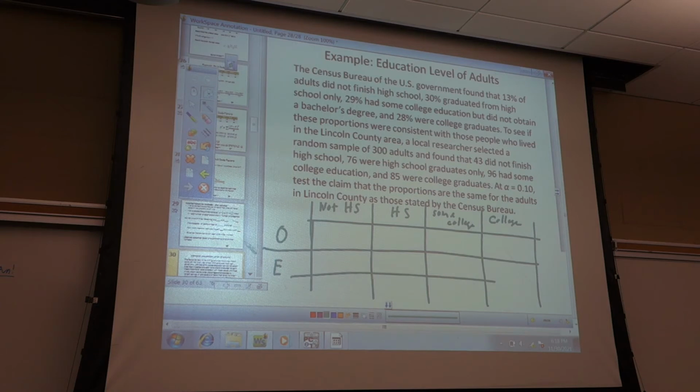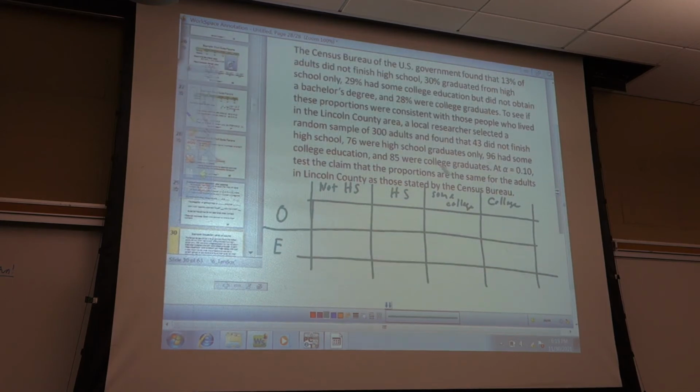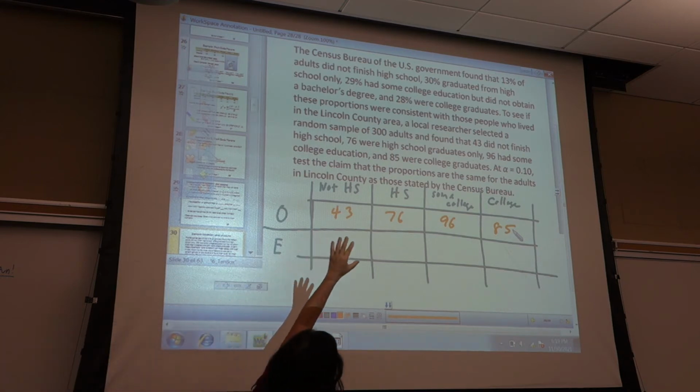So you should make yourself a little table like this. This is an example. You folks are doing this one with me also, right? Yeah. So make yourself a little table like this. And then you're giving us our observed. So our observeds are, let's see, what do we got? 43 did not finish high school, 76 were high school graduates only, 96 had some college, and 85 were college graduates.